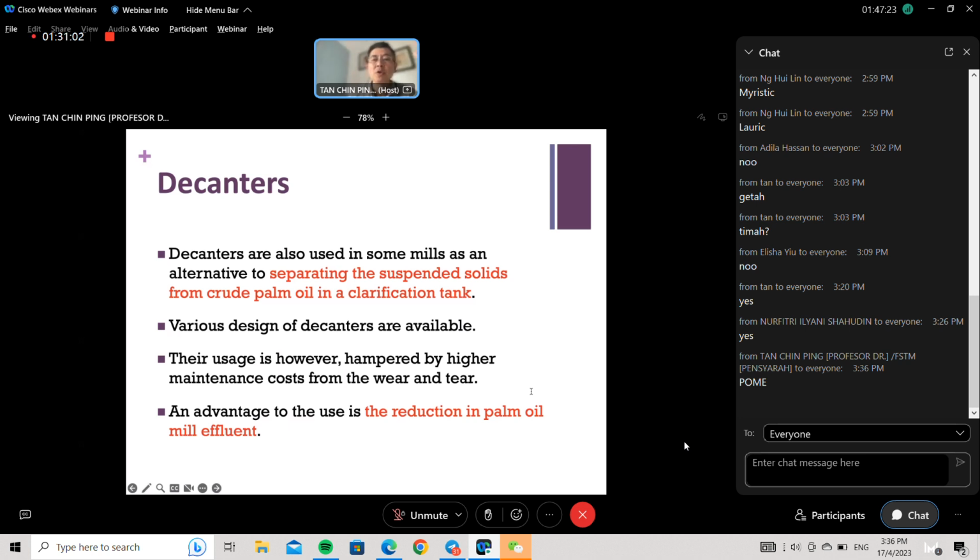Okay, so when you are using a decanter, you tend to get a slightly reduced amount of sludge or POME. Therefore, you require less effort to do treatments of POME. Although water treatment cost is significantly reduced, one of the disadvantages of using it is that the cost of maintenance is very high. I'm not sure you know the decanter design.